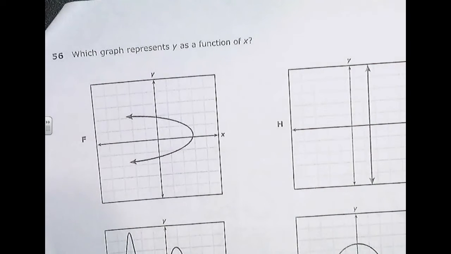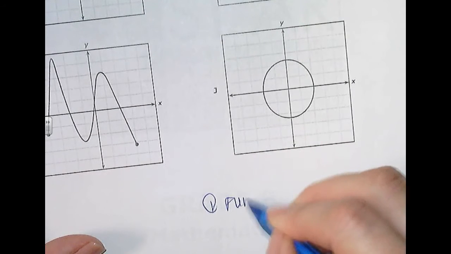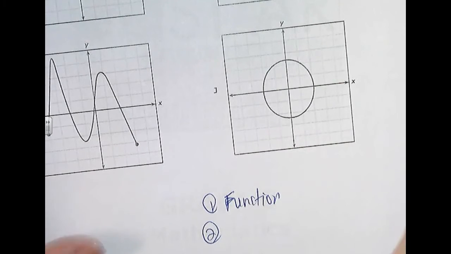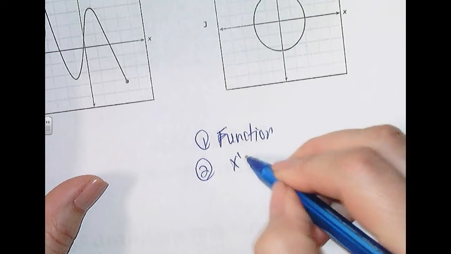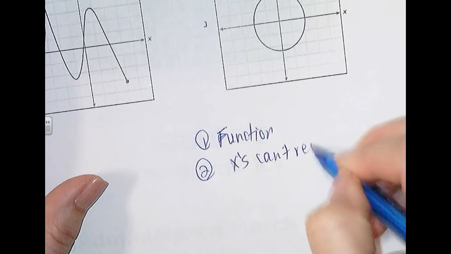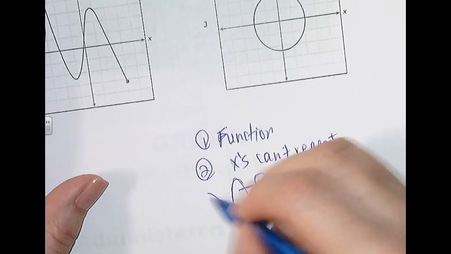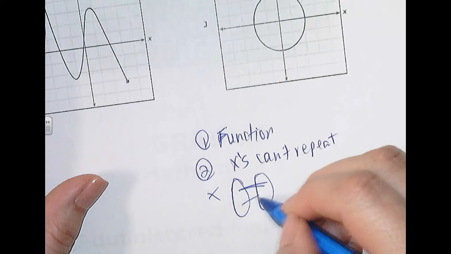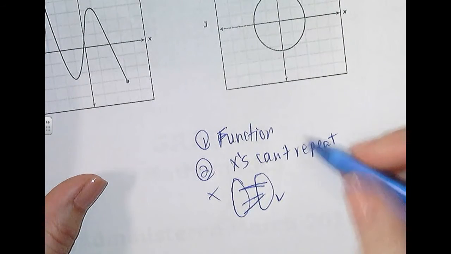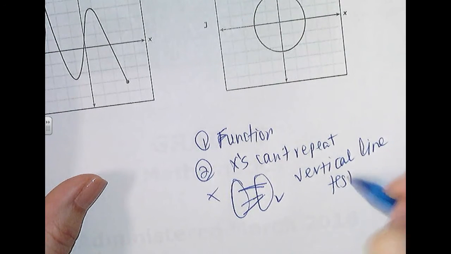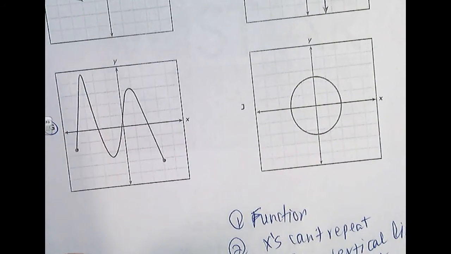56. Which one is a function? What do y'all know about functions? Number 1, function. Let me fix that. Number 2, can the x's repeat? No, x's can't repeat. What else do you know? You had the little mapping thing. That is bad, but this was okay. Remember vertical line test? Certainly. So, we need to figure out which one of these passes as a function.